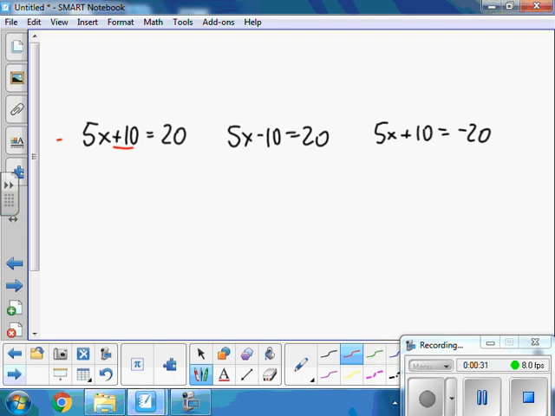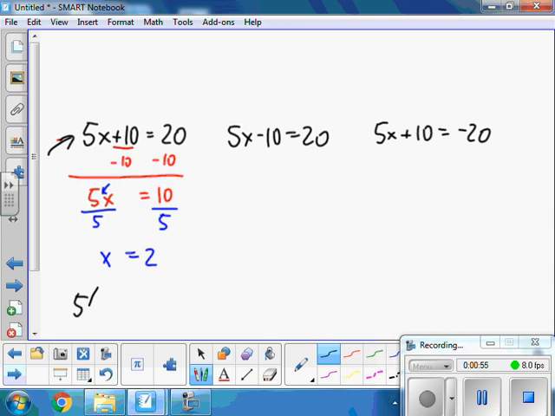I see that I'm adding 10, so I'm going to subtract 10 from both sides, and I end up with 5x equals 10. And then I see that I am multiplying by 5 here. So to undo multiplying by 5, I'm going to divide by 5, and I end up with x equals 10 divided by 5, which is 2. But I'm going to plug it back into my equation to see if it's true. So start with my original one. It's 5 times 2 plus 10 equals 20. Is that correct? 5 times 2 is 10, plus 10 is 20. It is correct. Fiery check mark.